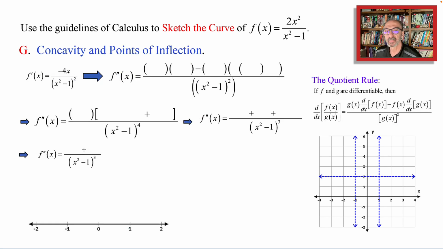For concavity and points of inflection, we need to find the derivative of the first derivative. In other words, finding the second derivative. Again, we're going to apply the quotient rule on the right side and fill in the places right here. So we take the denominator, which is x to the second minus 1 to the second, and we're going to square it. That's for the denominator.